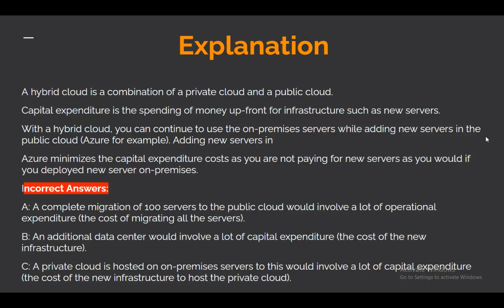Incorrect answers. Option A. A complete migration of 100 servers to the public cloud would involve a lot of operational expenditure. The cost of migrating all the servers. Option B. An additional data center would involve a lot of capital expenditure. The cost of the new infrastructure. Option C. A private cloud is hosted on on-premises servers, so this would involve a lot of capital expenditure. The cost of the new infrastructure to host a private cloud.